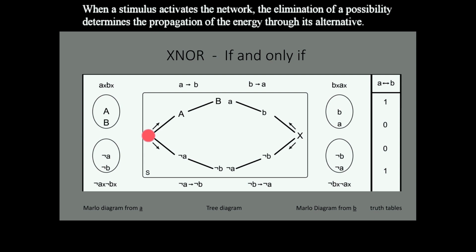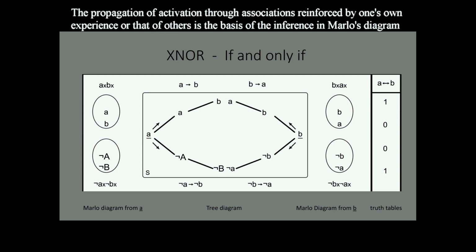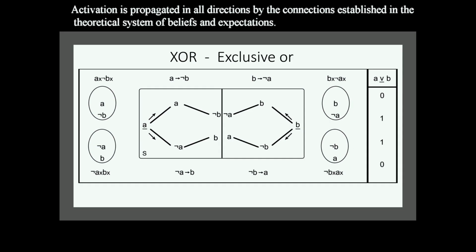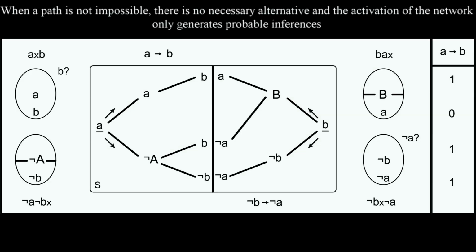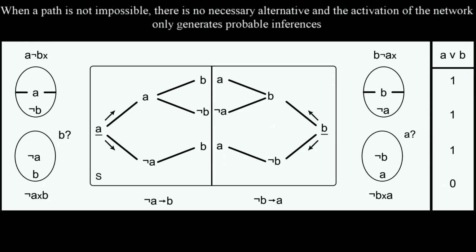When a stimulus activates the network, the elimination of a possibility determines the propagation of energy through its alternative. The propagation of activation through reinforced associations is the basis of inference in the Marlo diagram. Activation is propagated in all directions in the theoretical system of beliefs and expectations. When a path is not impossible, there is not necessarily an alternative, and the activation of the network only generates probable inferences.